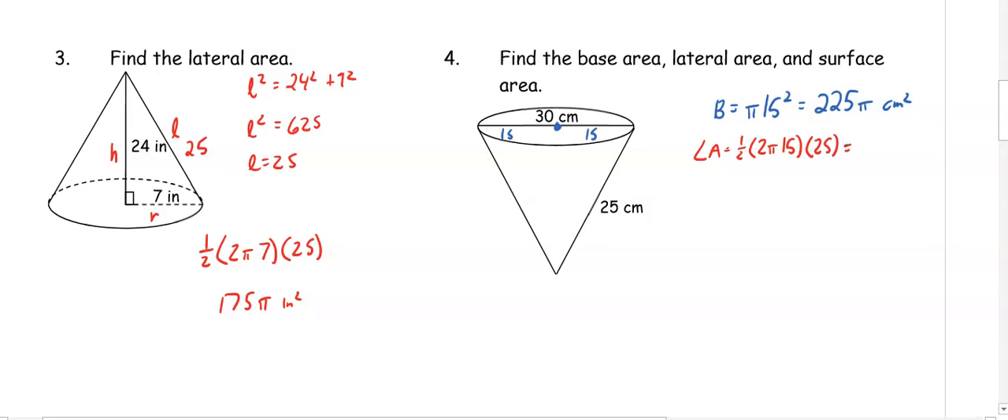So when we multiply, we get 375 pi centimeters squared. To get our total surface area, we're going to add then our lateral area plus 1 base. So we get 600 pi centimeters squared.